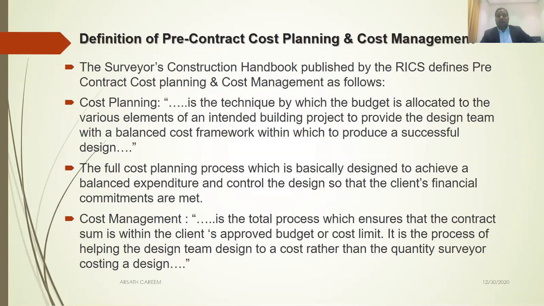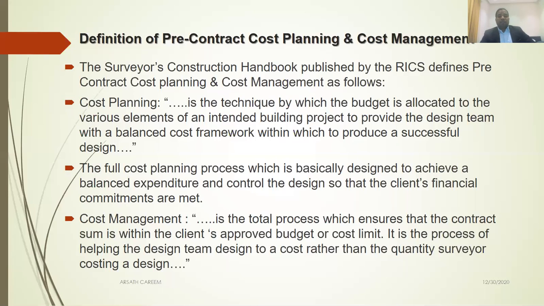What are the elements you have? According to the building function, we have various elements. For example, substructure, superstructure, finishes, MEP works, external work. So these are the various elements. So the total cost limit is allocated to different elements. That is the planning of the cost, which helps to produce a successful design. We will see in the next slides detail about the cost planning. This is just a definition which is provided by RICS.